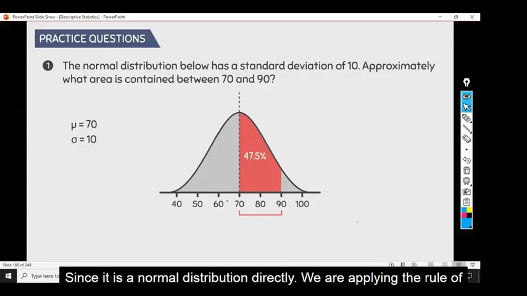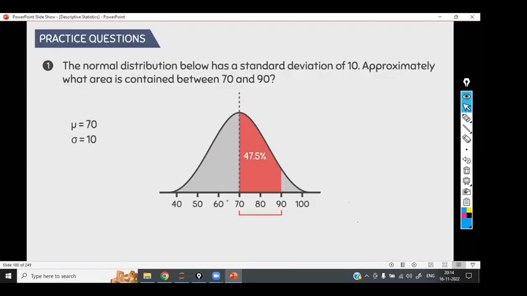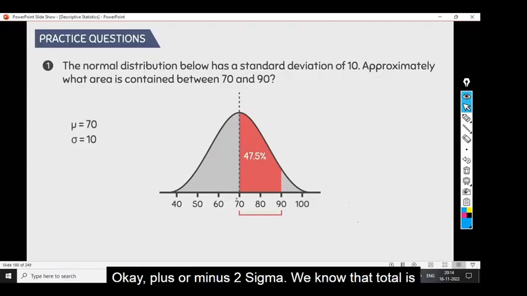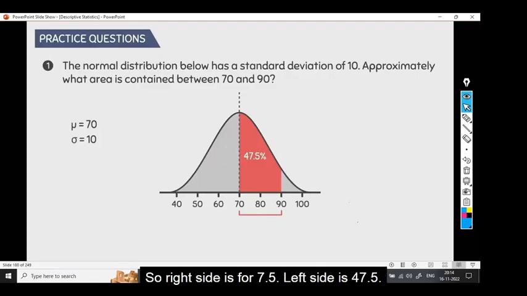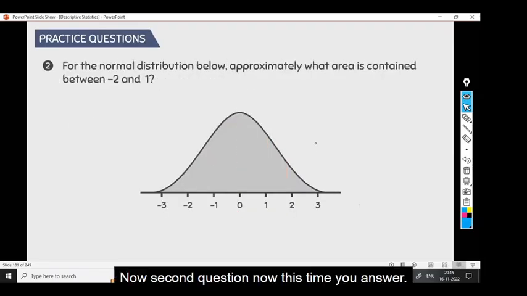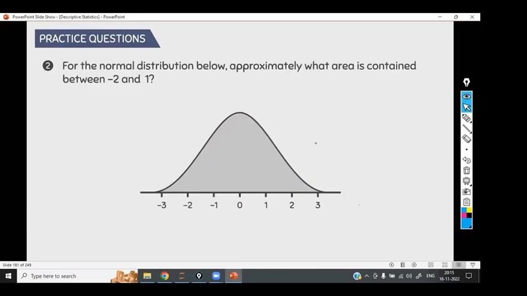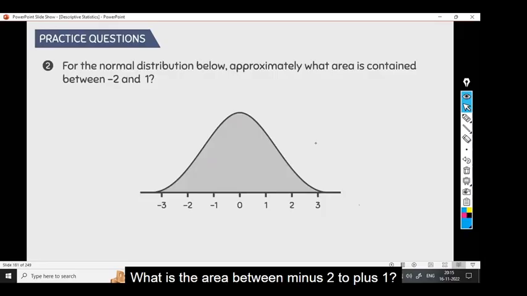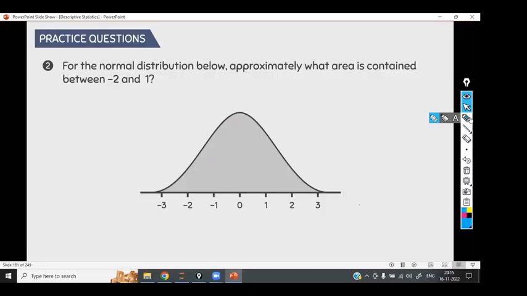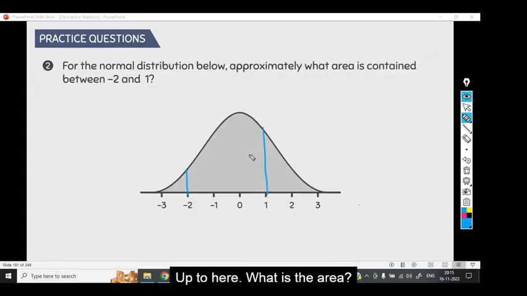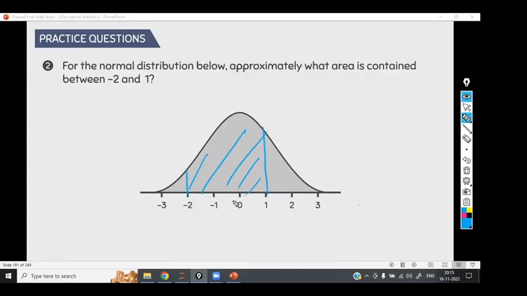Since it is a normal distribution, directly we are applying the rule of that. Okay, plus or minus 2 sigma, we know that total is 95. So right side is 47.5, left side is 47.5. Now, second question. Now this time you answer. What is the area between minus 2 to plus 1? From here to this one, up to here. What is the area?